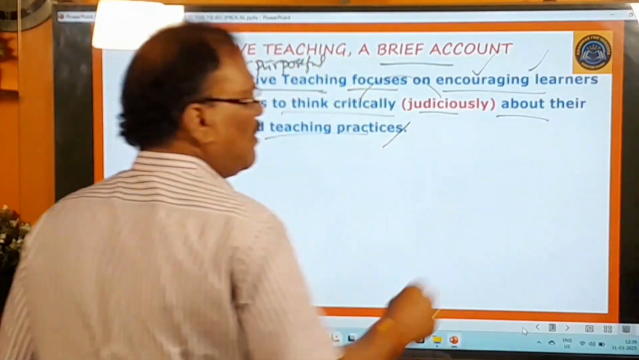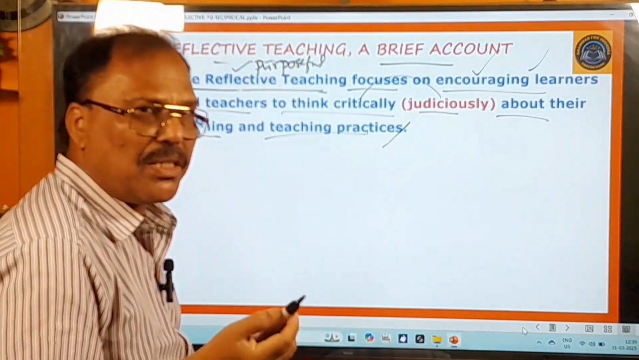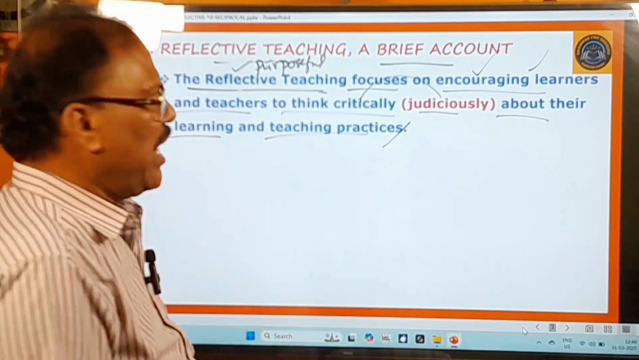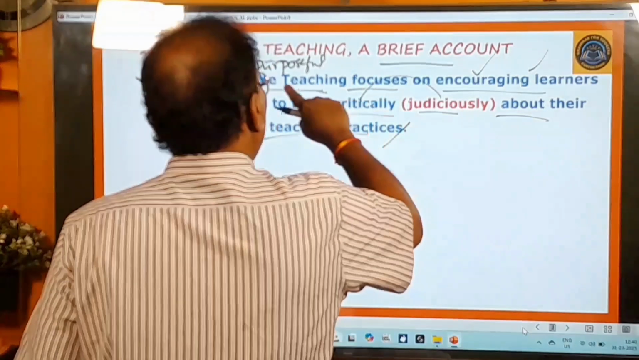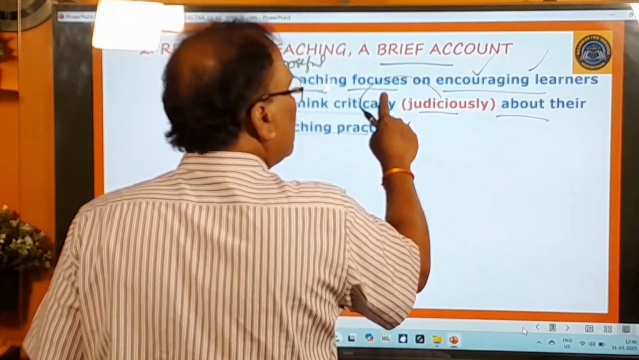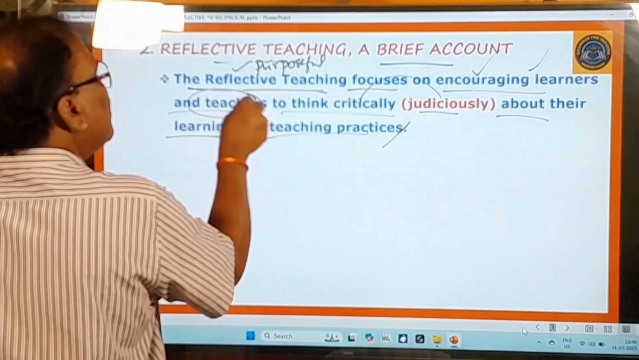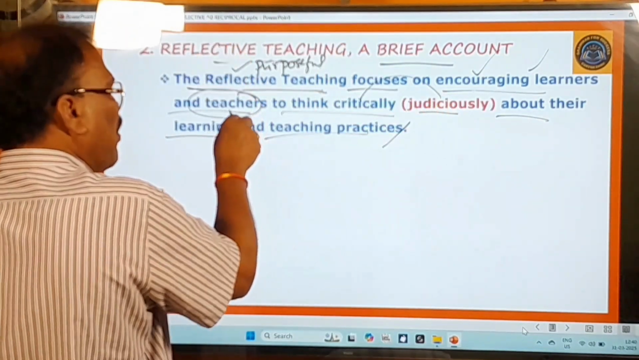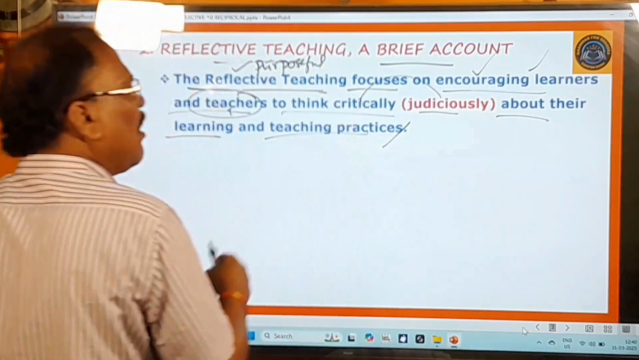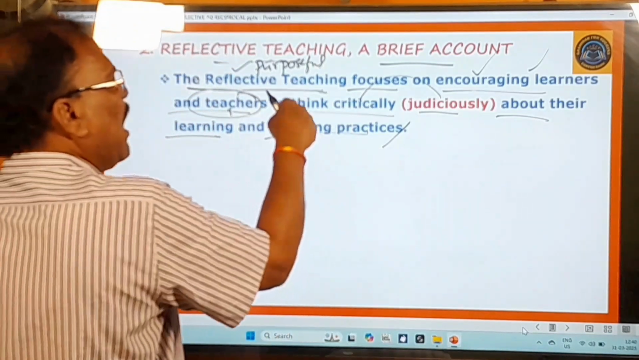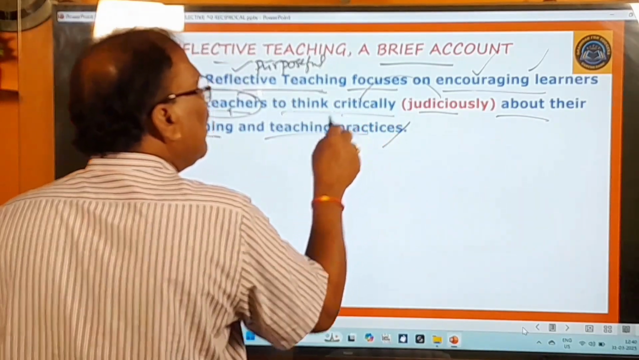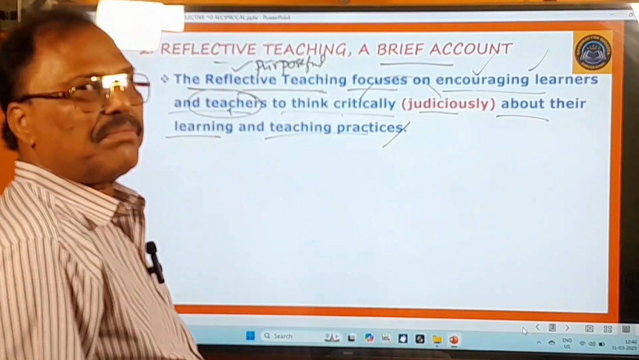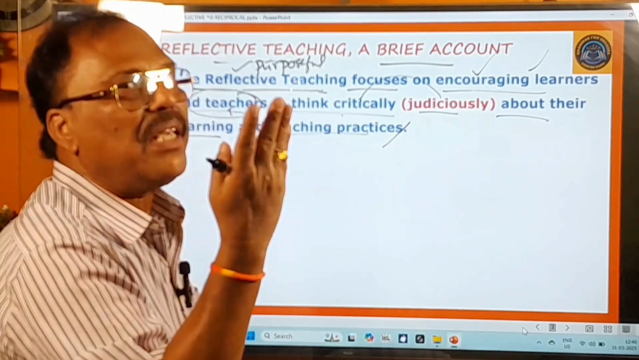So this reflective teaching focuses on what? Encouraging learners. Learners means again students. Learners are none other than the students themselves. You know that very well. So this reflective teaching focuses on encouraging learners and teachers. It encourages both the learners and the teachers. That's the first point. To think critically. To think critically means to think wisely, to think judiciously, like that.